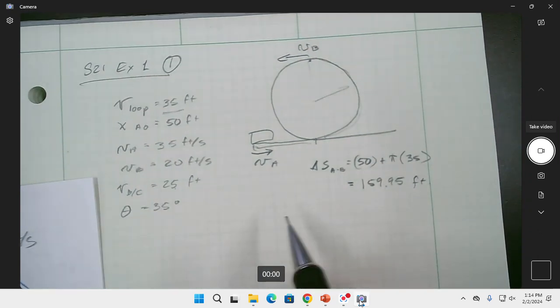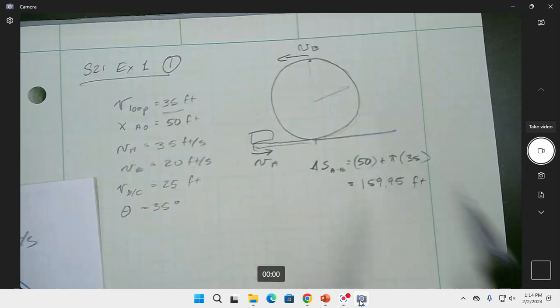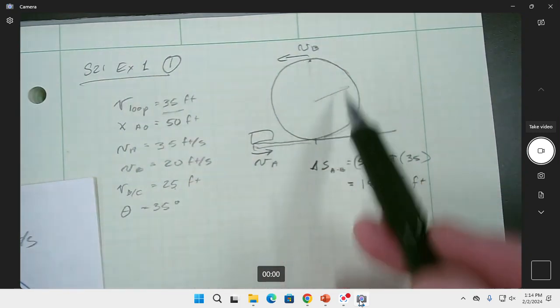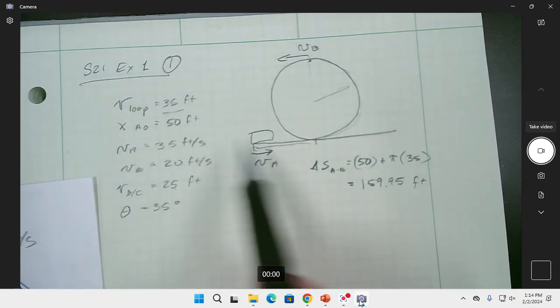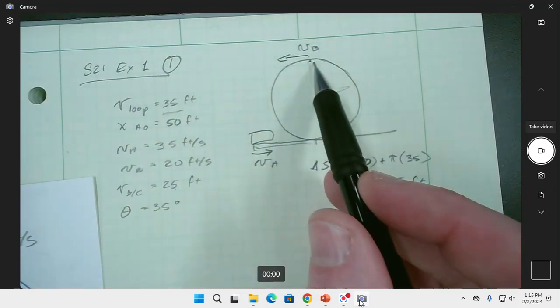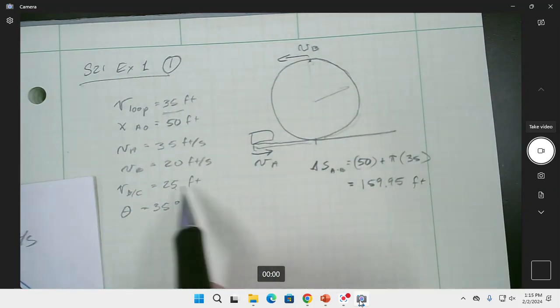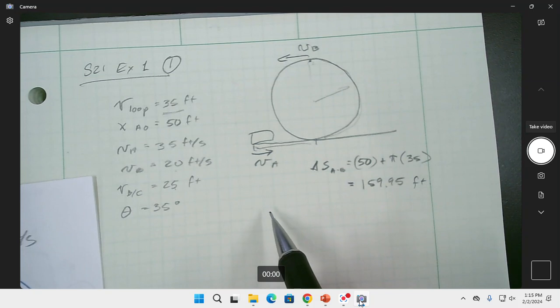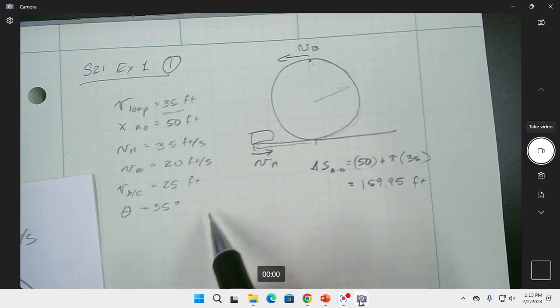Doesn't hurt you. Now we want to know what the deceleration is going to be, because we know they're going from 35 feet per second to 20 feet per second. What do we use? A constant acceleration equation that relates velocity and position, right? This guy.